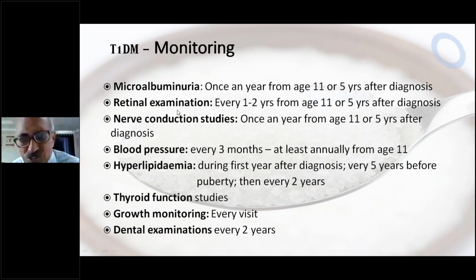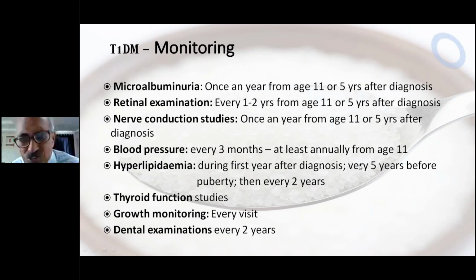Retinal examination, because microvascular involvement occurs, especially after 5 years of suffering from diabetes or from the age of 11 years, a yearly or 2-yearly retinal examination is a must. Nerve conduction studies for peripheral neuritis, again after 11 years of age or after 5 years of suffering from the disease. Blood pressure monitoring, almost every 3 months, at least annually from the age of 11 years; we can keep on measuring BP.